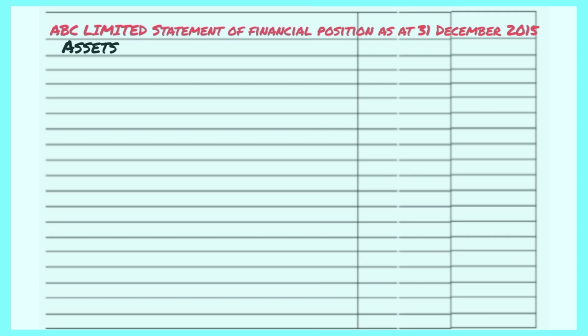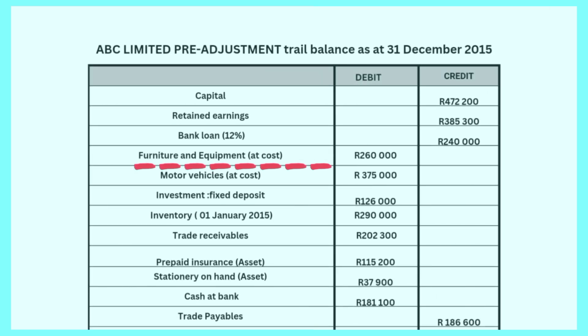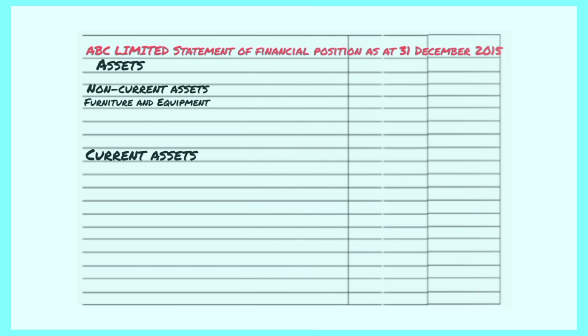Assets are divided into two. We have non-current assets. We then have current assets. You always start with non-current assets, the fixed assets. Here we have furniture and equipment with a cost price of 260,000. Remember, I told you fixed assets are shown at carrying amount. In this case, we are not provided with accumulated depreciation, no depreciation, not even information on how to calculate depreciation, but we still need to show carrying amount here.